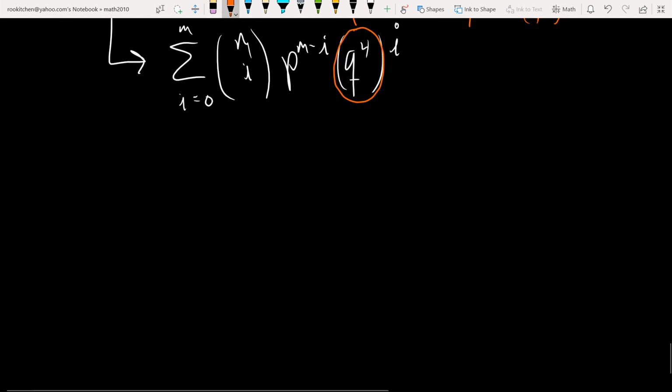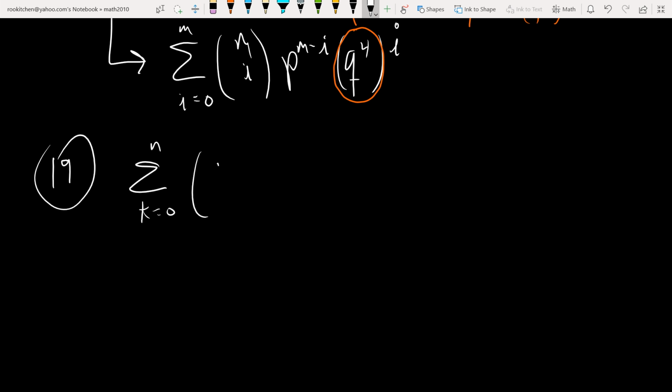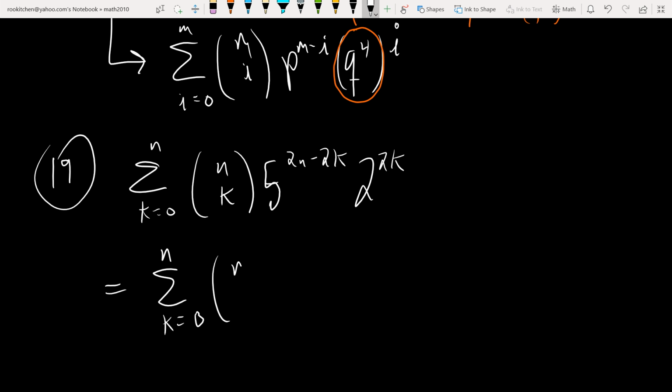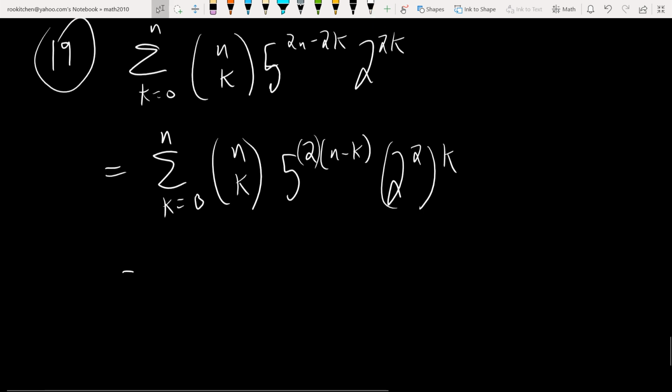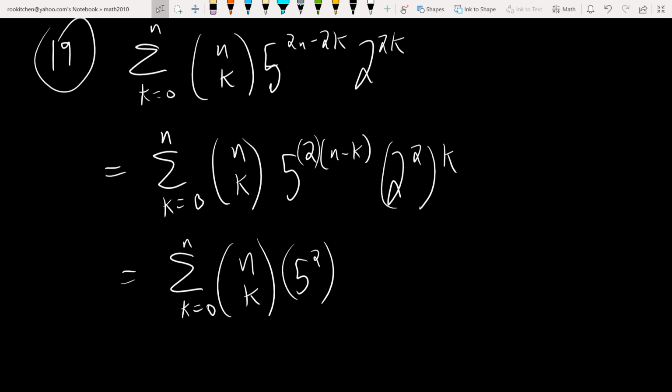Let's see one more like that. So number 19. Here we have the sum from k equals 0 to n of n choose k, 5 to the 2n minus 2k, and then 2 to the 2k. We want to do the same thing that we did last time: rewrite it so the a and b are easy to identify, and use rules of exponents. So I can rewrite 5 to the 2n minus 2k by factoring out a 2, and then we'd have n minus k, like that. And then we could rewrite 2 to the 2k as 2 squared to the k. And then we could rewrite that as a sum from k equals 0 to n of n choose k of 5 squared, so 25, raised to the n minus k, and then 2 squared, or 4, raised to the k.